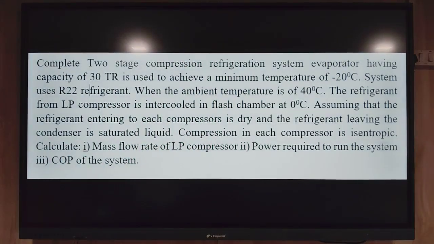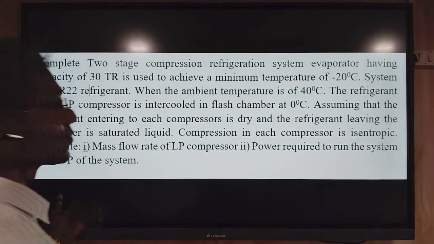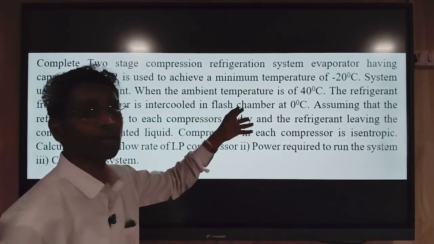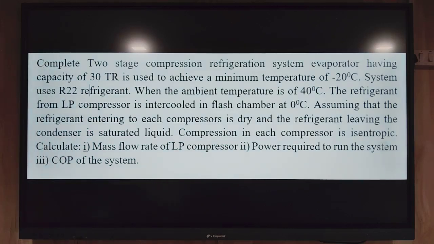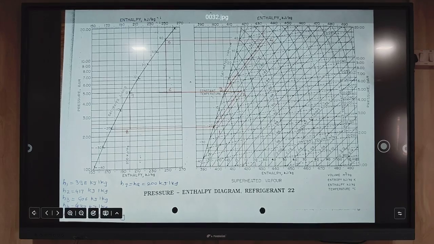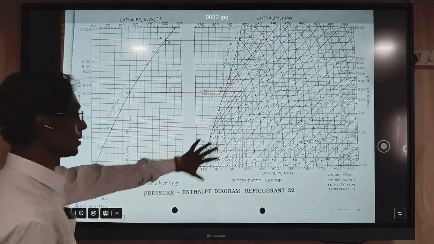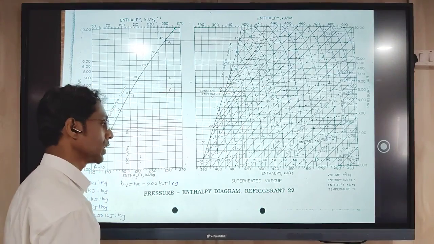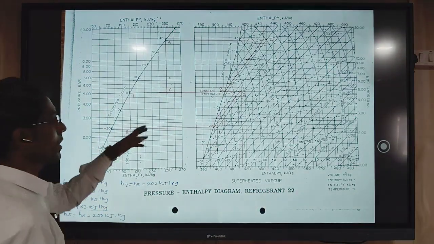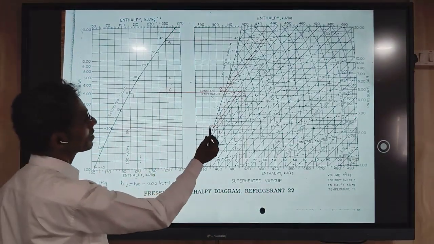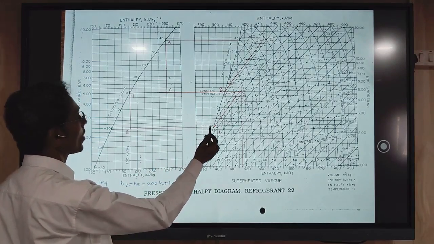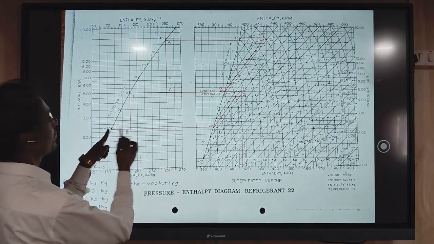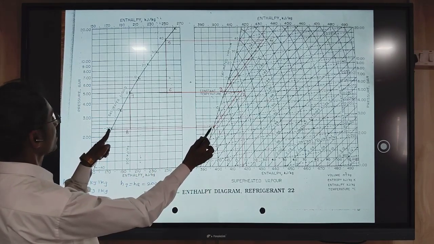Now we have to first see how to plot the cycle on the pH diagram of R22. So here we can see this is a graphical representation of the R22 refrigerant pH diagram. Now, as per the given data, minus 20 degrees Celsius is the evaporator temperature. This is the evaporator temperature evaporation process line. Left side, right side. Here you can see minus 20.